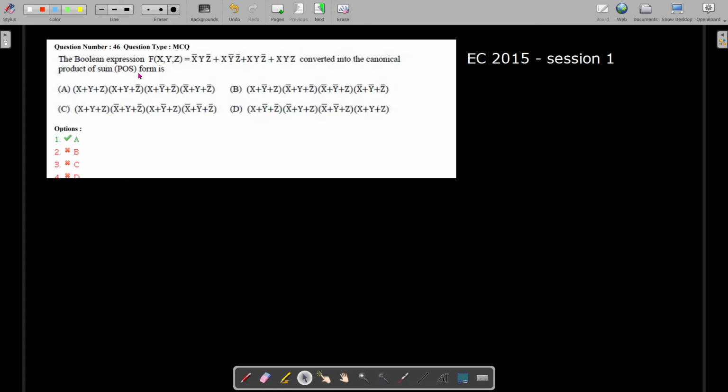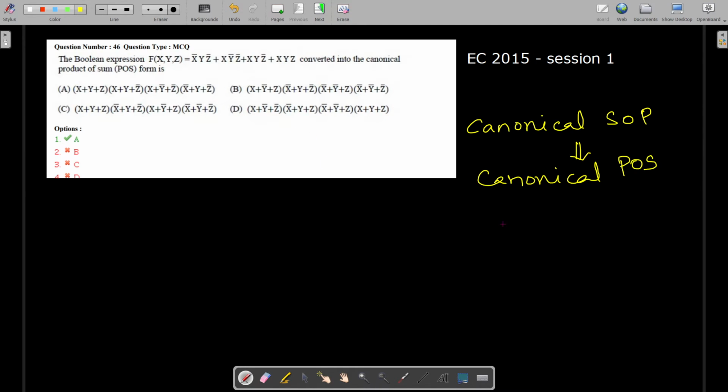So the question is: the Boolean expression f equal to x bar y z bar plus x y bar z bar plus x y z bar plus x y z is to be converted into the canonical product of sums form. So it should be converted into POS form, that is canonical POS. Already it is in the form of canonical SOP and it should be converted into canonical POS.